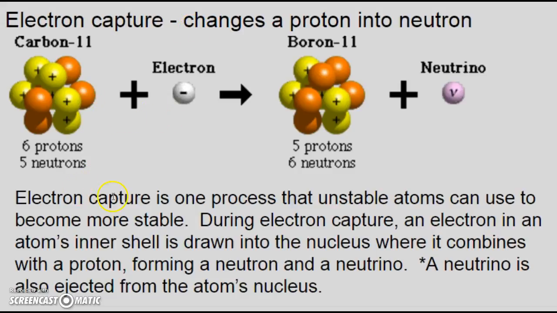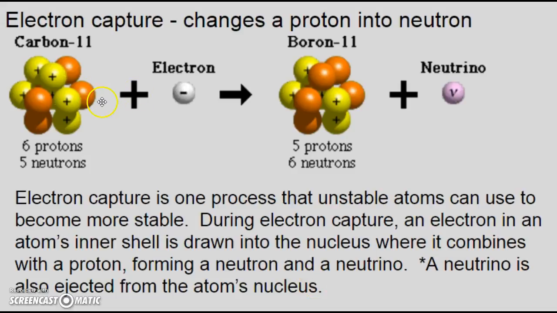So take a look here. Electron capture is one process that unstable atoms can use to become more stable. During electron capture, an electron in an atom's inner shell is drawn into the nucleus where it combines with a proton, forming a neutron and a neutrino. Once again, we're not going to put our emphasis on the neutrino. The neutrino is also ejected from the atom's nucleus.